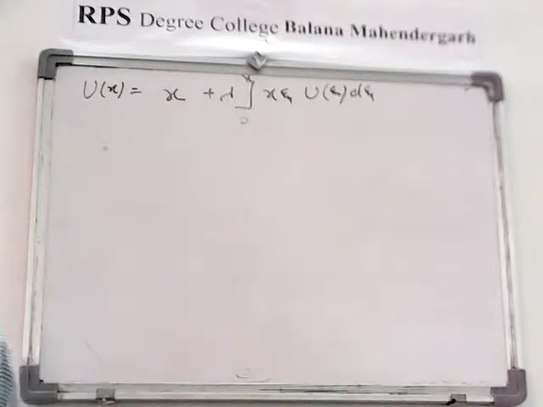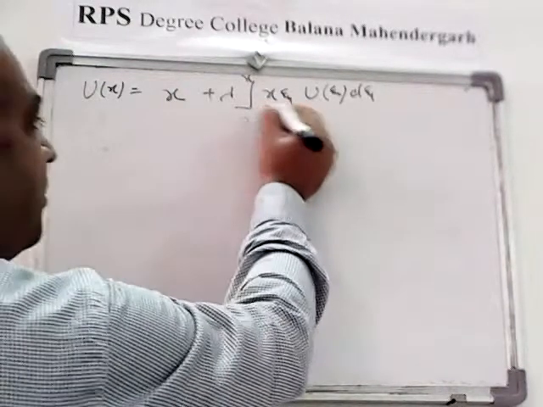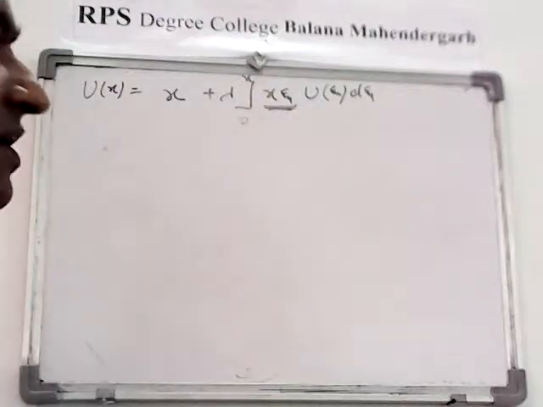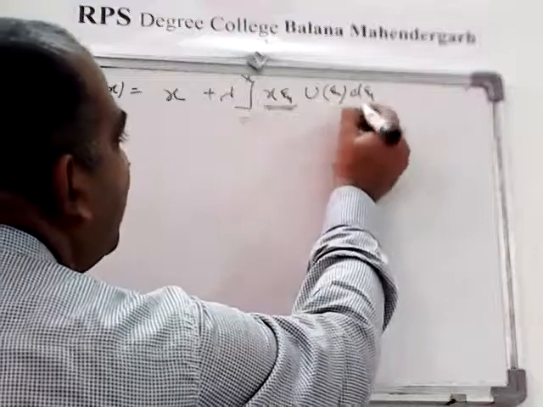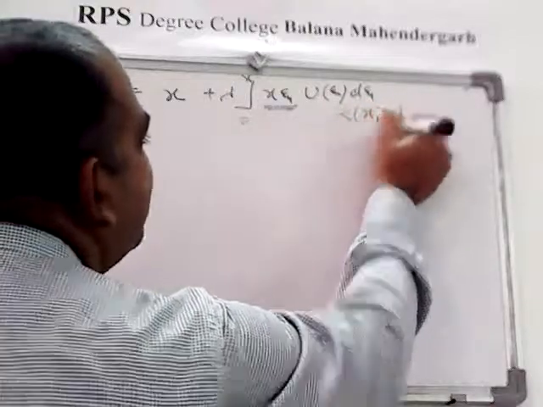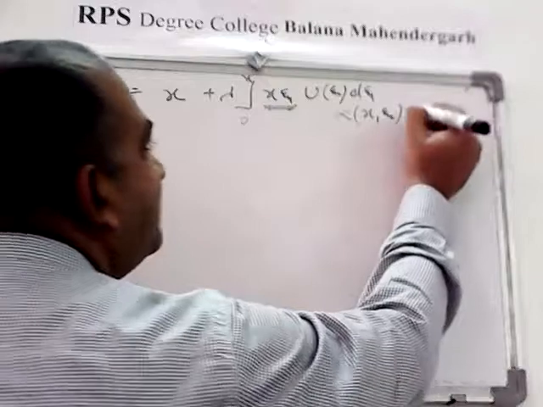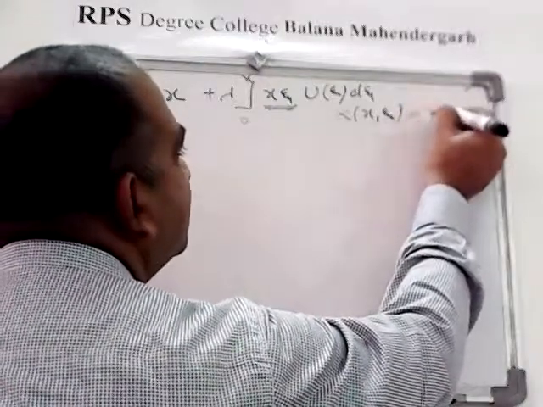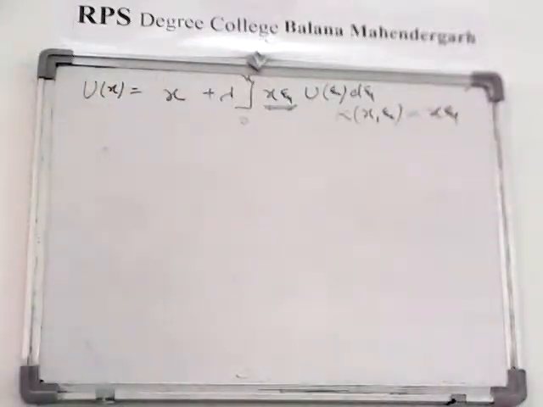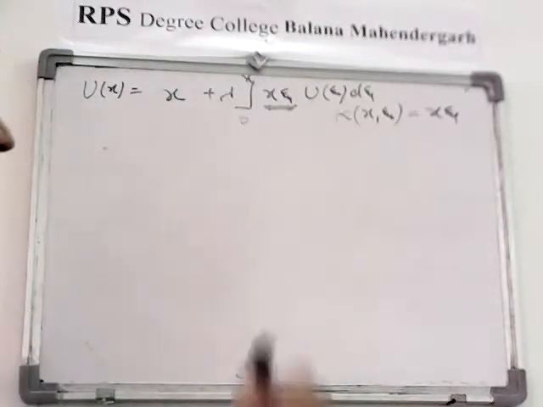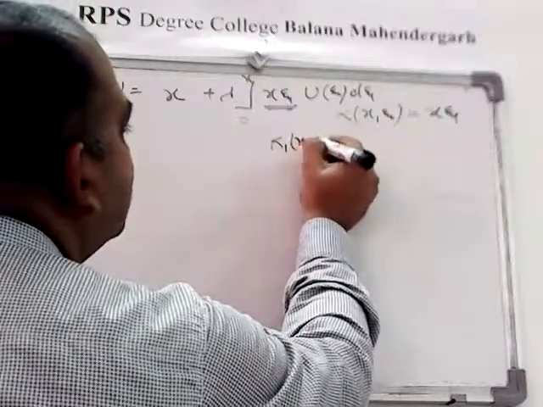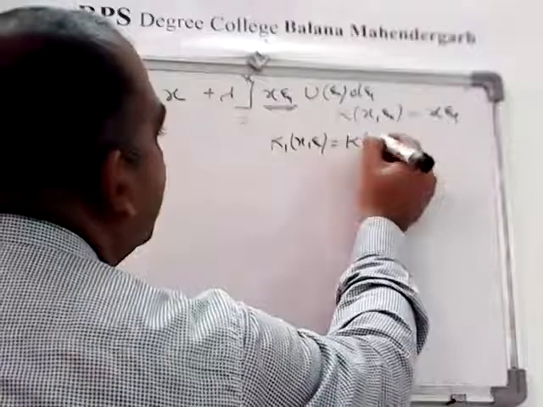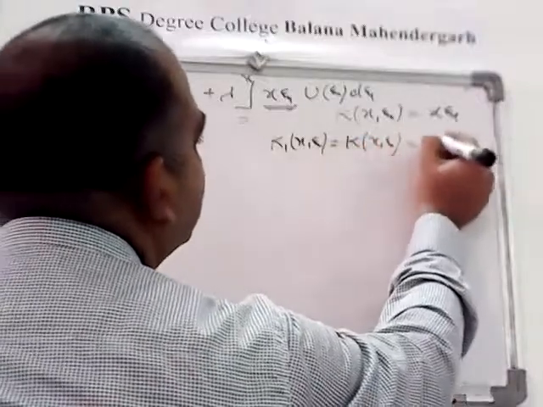So to find out the Neumann series, there is a need only to know the kernel. As this kernel is a function of x and xi, K of x comma xi is equal to x xi. So what is the value of k1? K1 of x comma xi is equal to K of x comma xi, that is x xi.